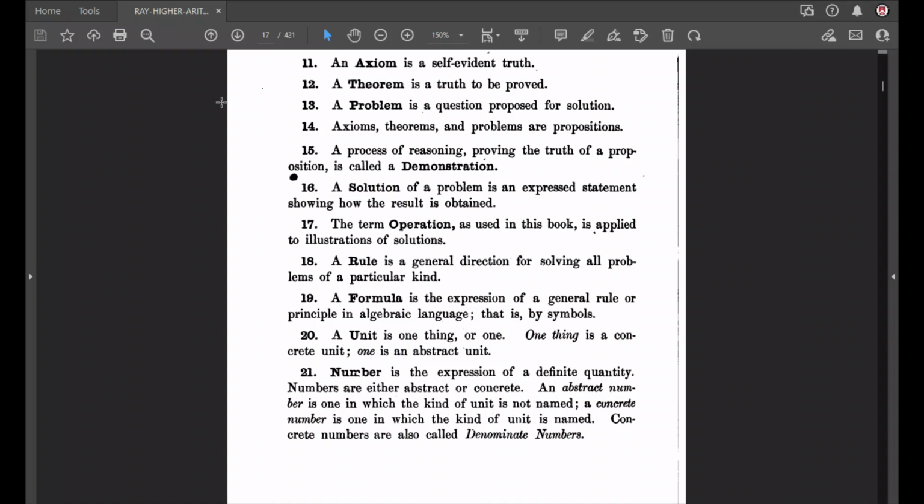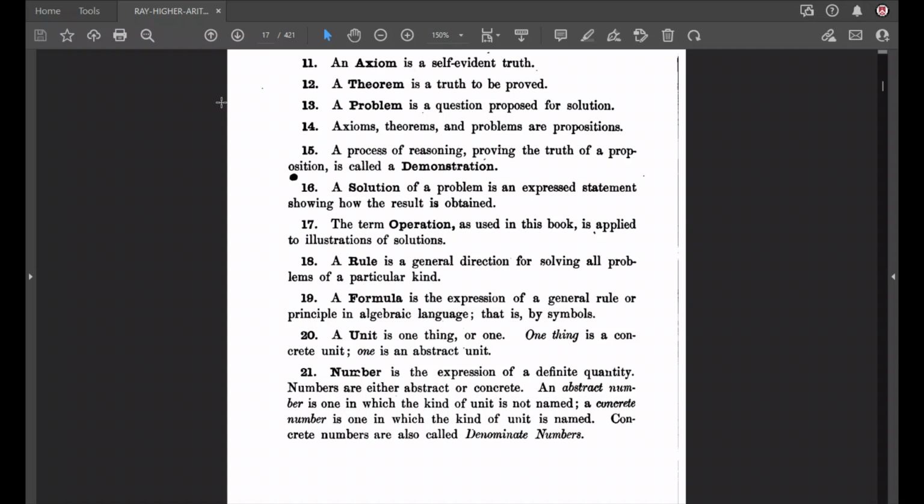Now we're talking about the theory of number. We're talking about the science of arithmetic. So what is a unit? A unit is one thing. It's pretty simple. A unit is one thing. A unit is one thing, or one.